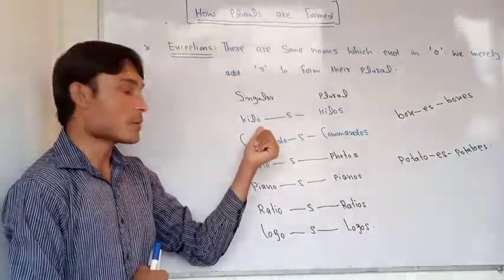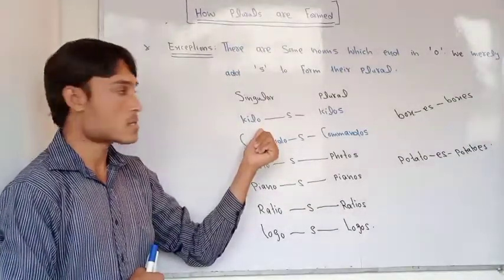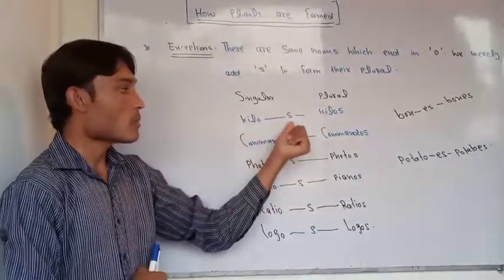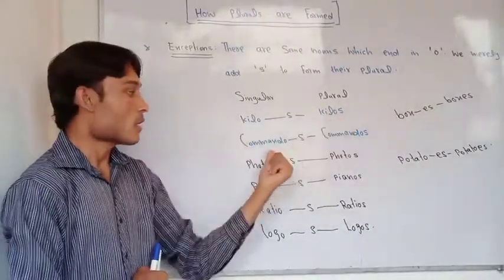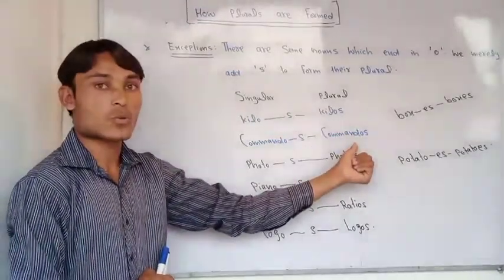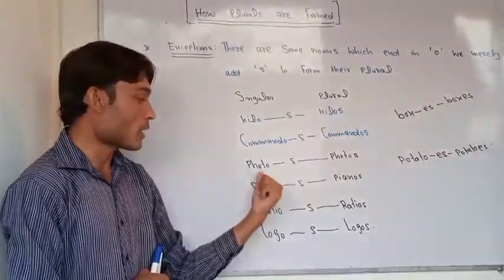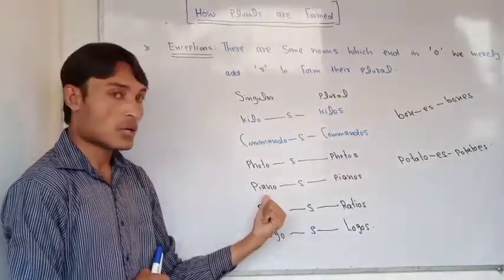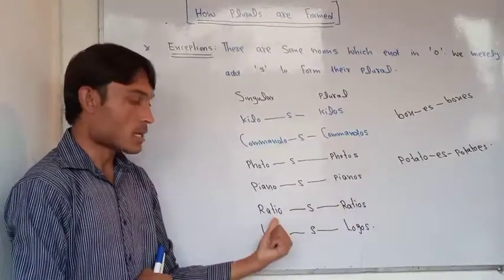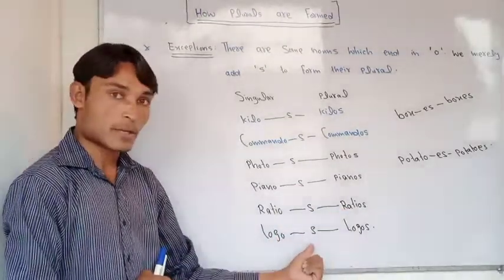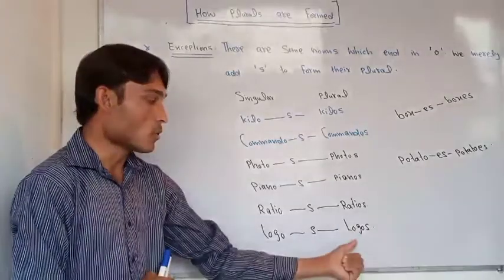There is the letter o, but we do not change by adding es. We simply add s and we convert to plurals. Like I say kilo, we add s, kilos. Commando, we add simply s and it's converted to commandos. Next one photo, photos. Next one piano, pianos. Ratio, ratios. And logo, we add simply s and we say logos.